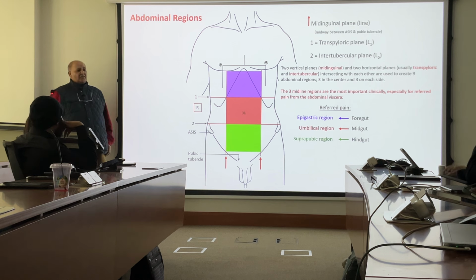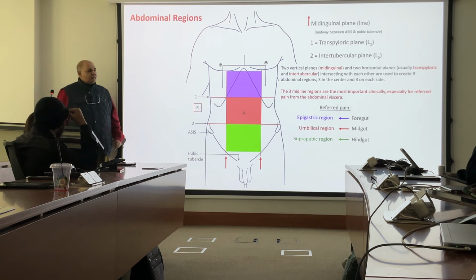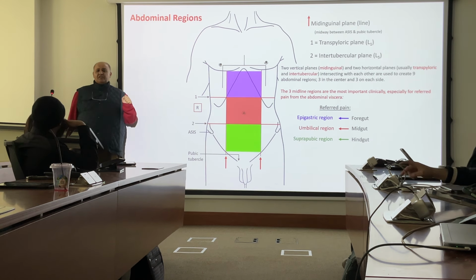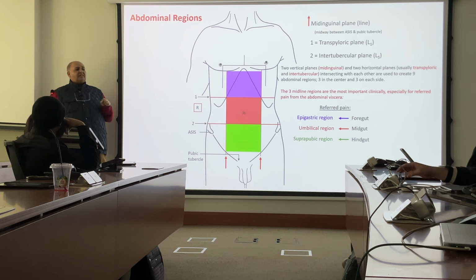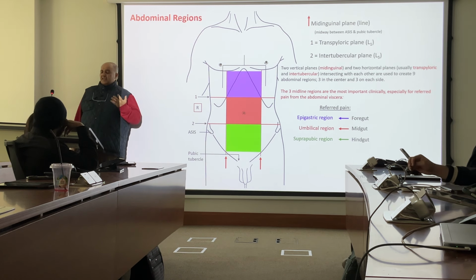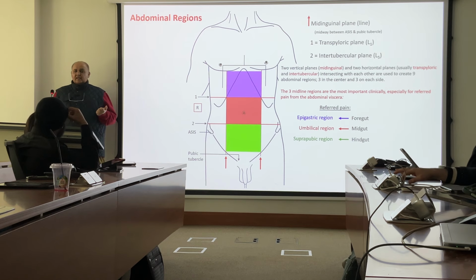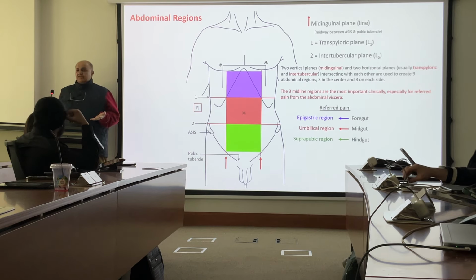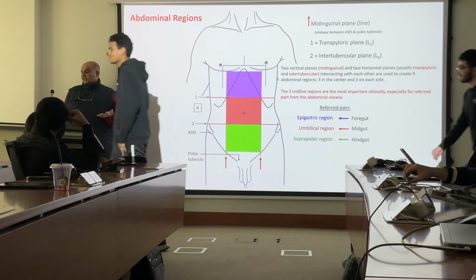Now, who is the artery of foregut? Celiac artery. It controls all those who are living in the epigastric region. Their artery is the celiac trunk. Those who are living in the umbilical region, their artery is the superior mesenteric. And those who are living in the suprapubic region, hindgut derivatives, their artery is the inferior mesenteric artery.